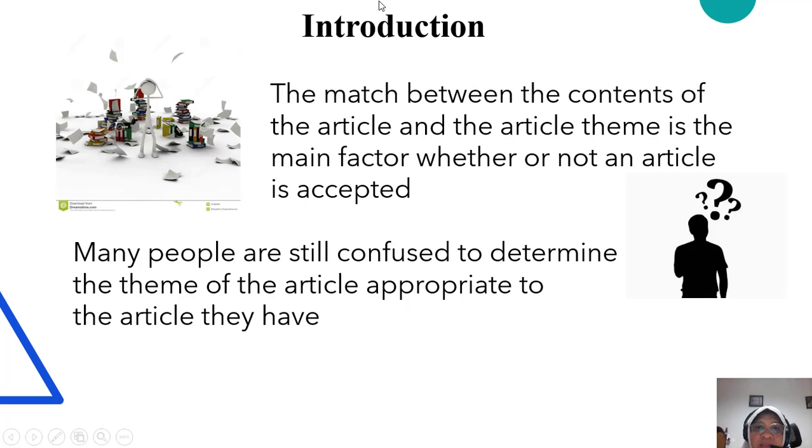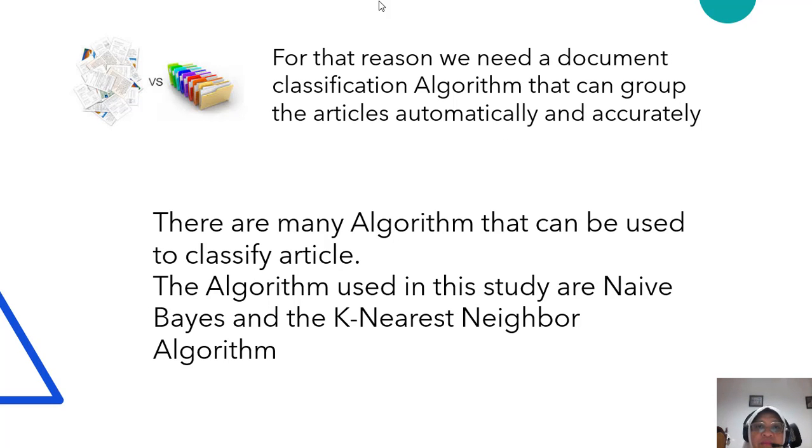Introduction. The match between the contents of the article and the article theme is the main factor in whether or not the article is accepted. Many people are still confused about determining the theme appropriate to the article they have. For that reason, we need a document classification algorithm that can group articles automatically and accurately.